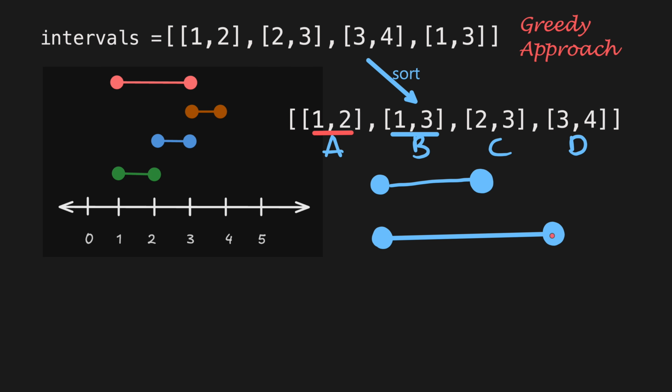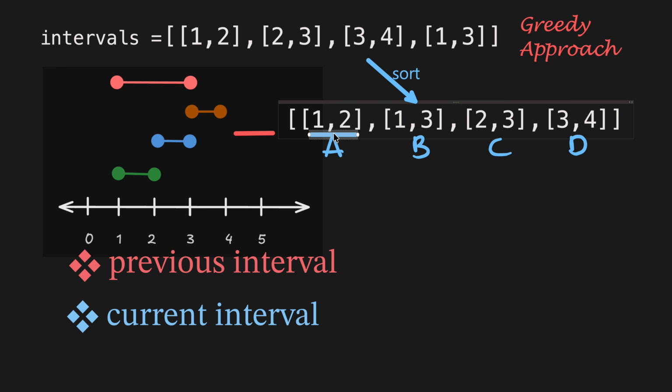Do we keep the one that ends later or the one that ends earlier? And the greedy choice is to keep the one that ends earlier. Why? Because the interval that finishes sooner gets out of the way quicker, leaving the timeline open for the future intervals. The one that ends later hogs the timeline and is more likely to collide with subsequent intervals. Now let's see this in action.